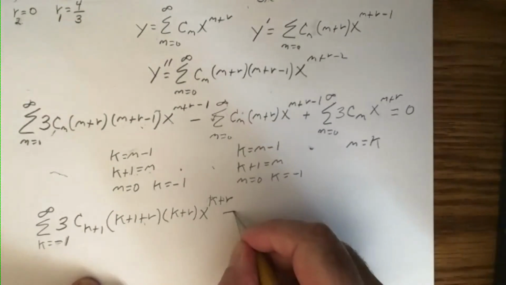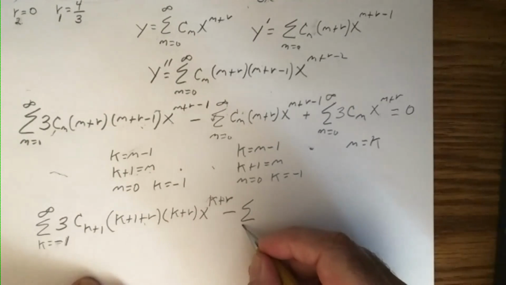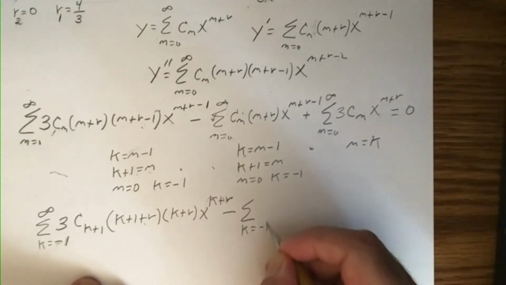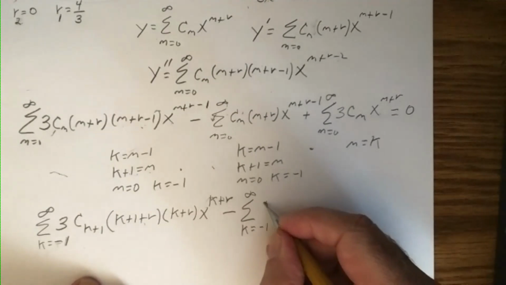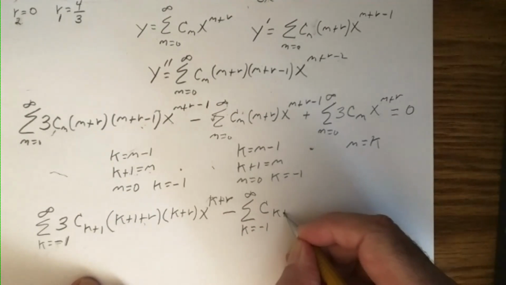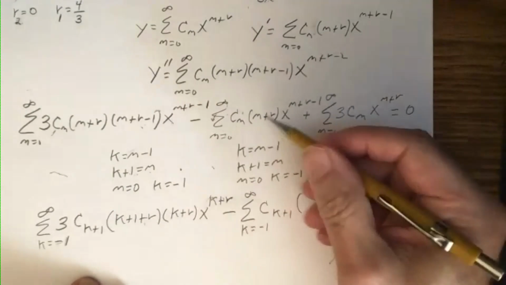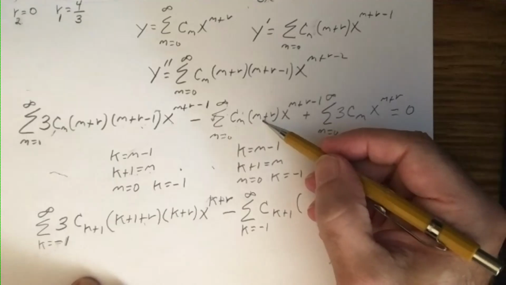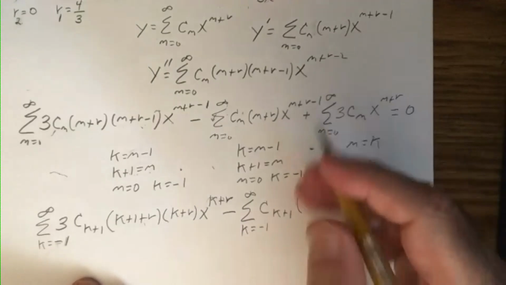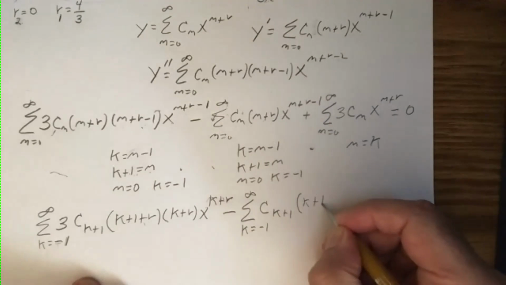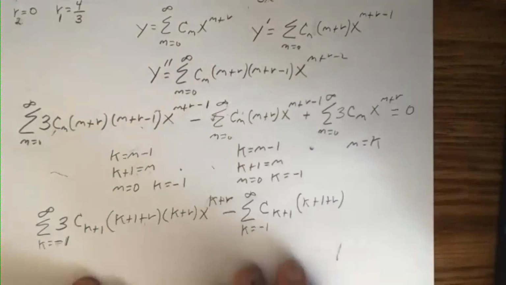Okay, so now here I get the summation. Once again, K is going to go from -1 to infinity, and then this is going to be C to the K plus 1. And then this is going to be K plus 1 plus R, right?